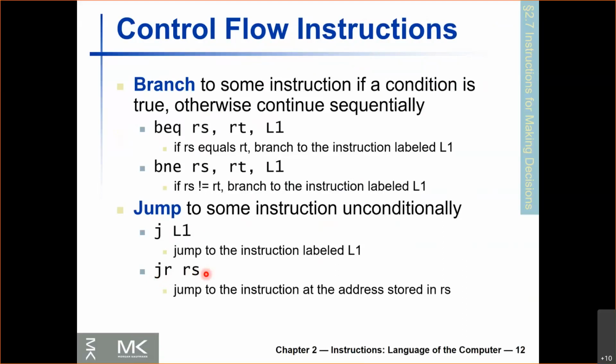Okay, and then finally there's JAL, jump and link. And jump and link takes the label L1. It jumps to L1, but it does something else before it jumps, and we will talk about that later today. Okay, these are the control flow instructions that we're going to talk about in this course. We have two branch instructions, branch if equal and branch if not equal. Then we have three jump instructions: jump, jump register, and jump and link. Okay, let's see examples of how we use these instructions.